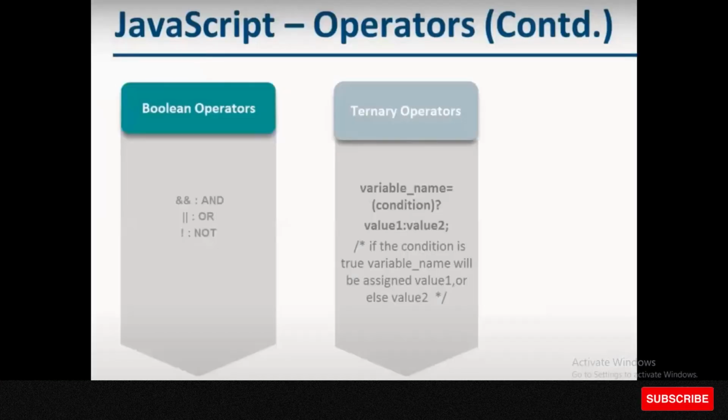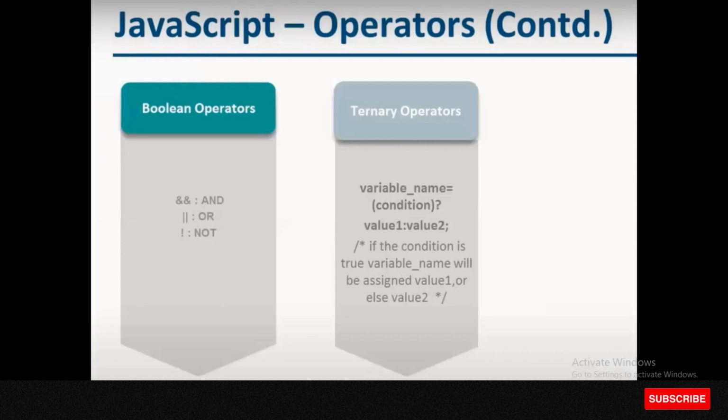Now, where do we use these Boolean operators? For example, if you want to use the same if else statement. What was your first condition? If the road is four lane, then only you will be driving the car. If you want to add some more conditions, like if the road is four lane and the traffic is very less, and then only I will drive the car. So you have just attached one more condition.